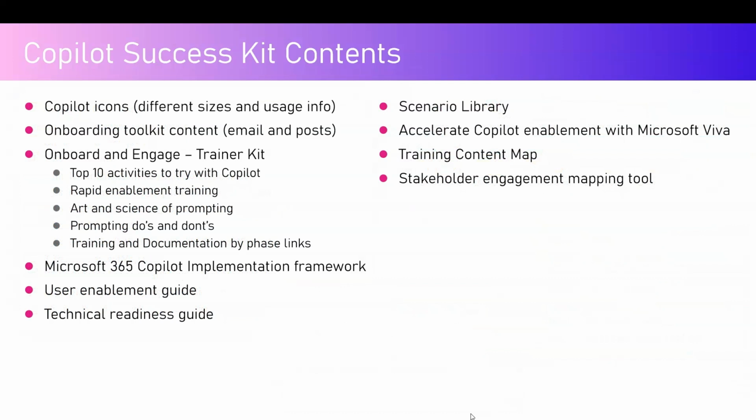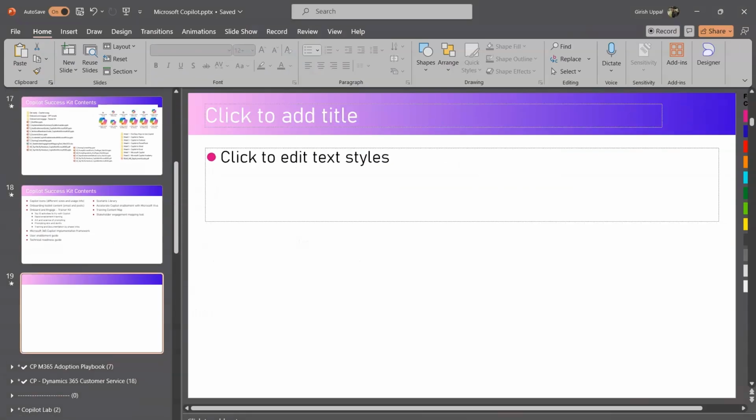It also contains an implementation framework. It contains a user enablement guide, technical readiness guide, scenario library, training content map, and stakeholder engagement mapping tool. So there are so many things within this Copilot Success Kit. Not necessarily do you need to use all of them, but it is advisable to at least have a look at the documents which Microsoft is providing you for free of cost, just to have a successful implementation within your organization. So let's see how to download this.